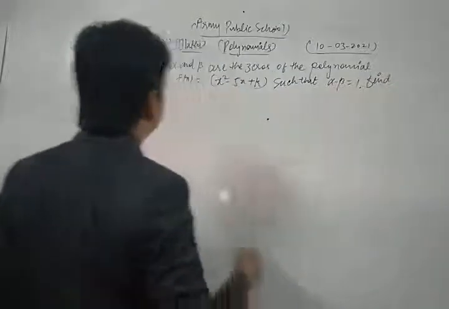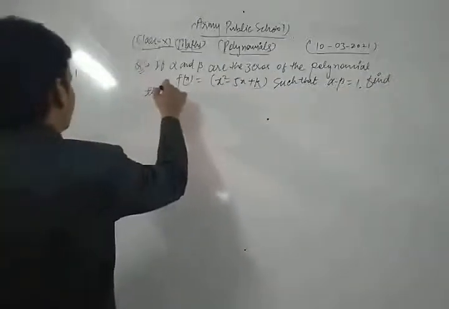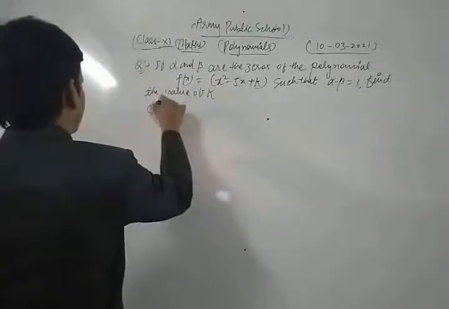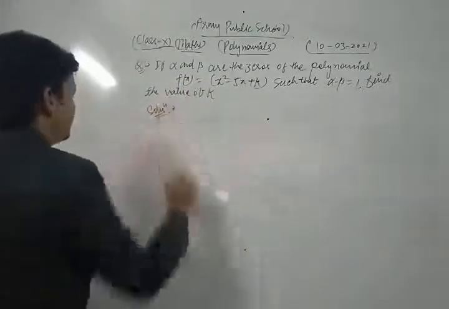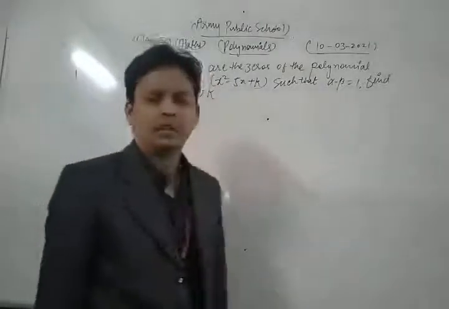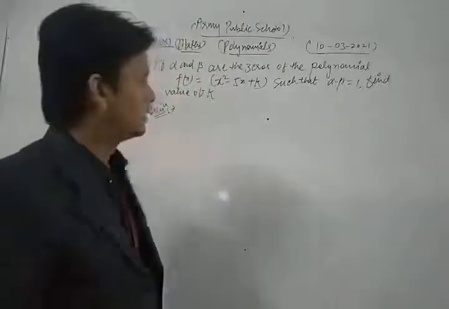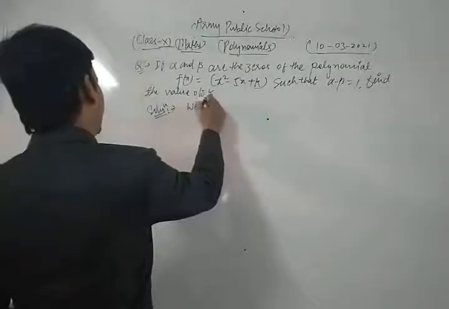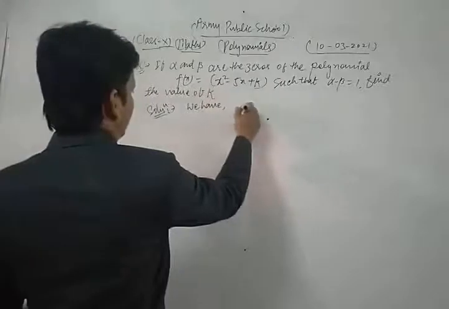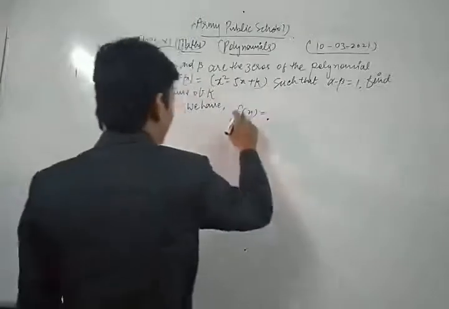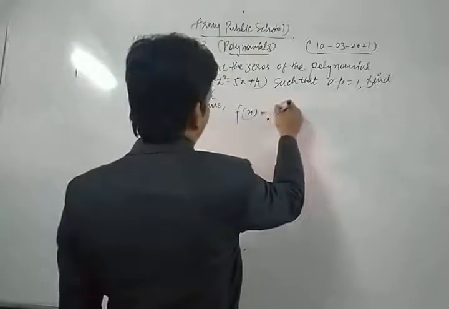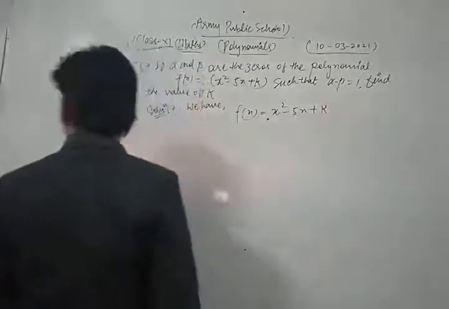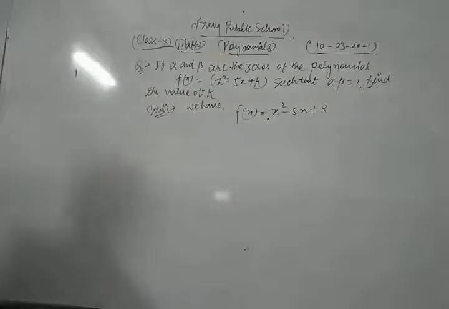Now let's see its solution. What is the process to solve that type of question? Okay, so dear friends, first of all, we have a polynomial f of x is equal to x square minus 5x plus k. We have a polynomial, na? X square minus 5x plus k.